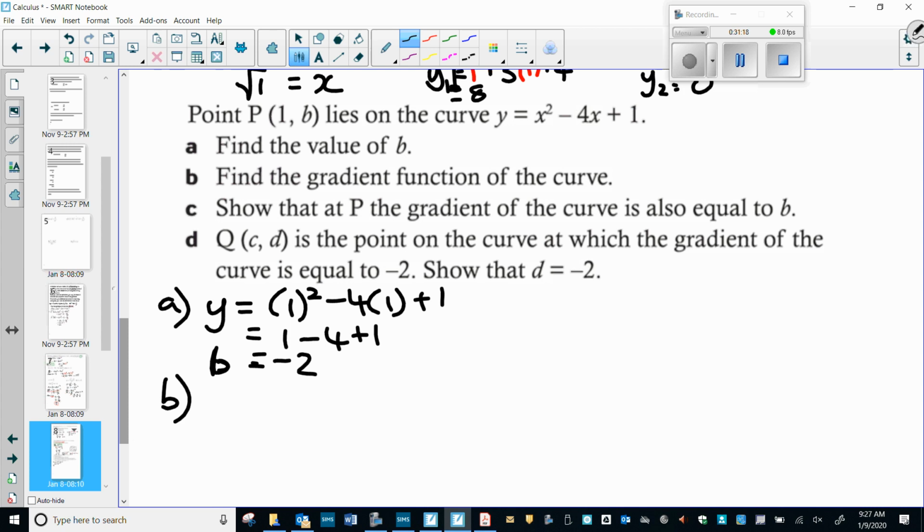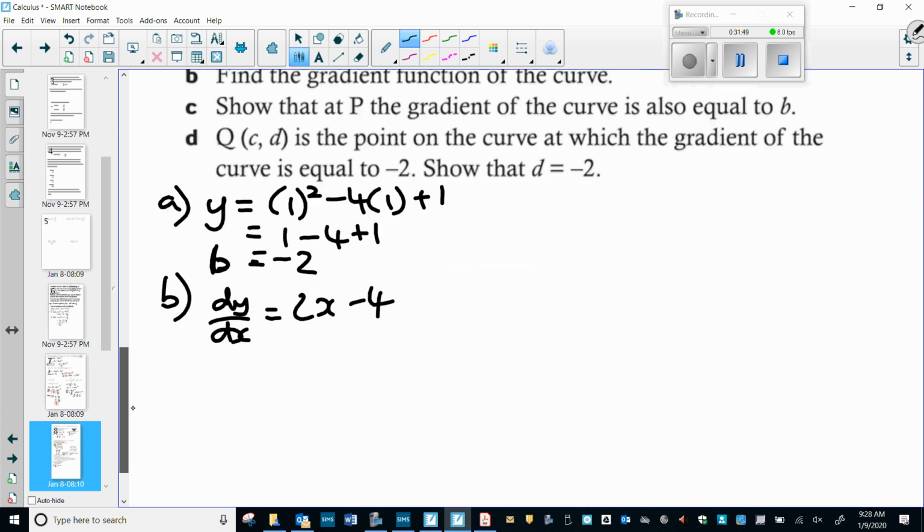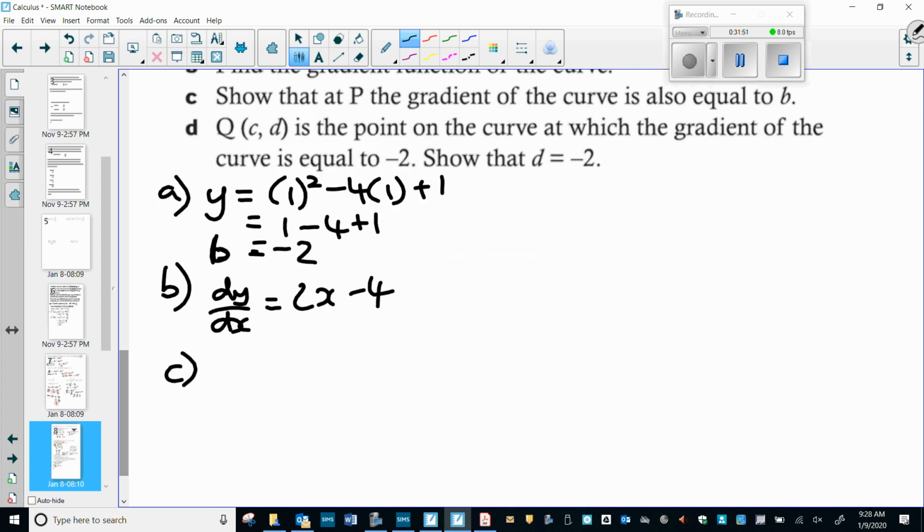Part B, Emma, says find the gradient function. So 2x minus 4, now C. Part C, show that at P, the gradient of the curve is also equal to b. Okay? So, C, how are we going to do that?